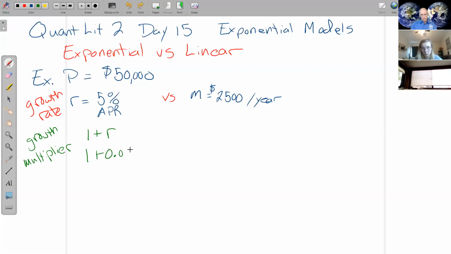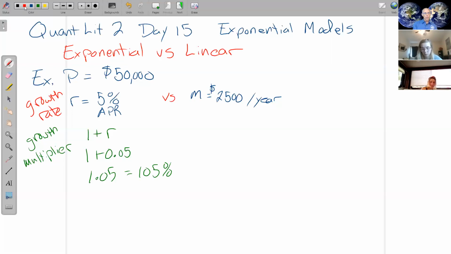There's my 5% as a decimal. And then I get 1.05, which, just a reminder, if I were to turn this back into a percent, that would be 105%. Okay? And this number right here is known as a growth multiplier because I can just multiply by my principal to get the new amount.